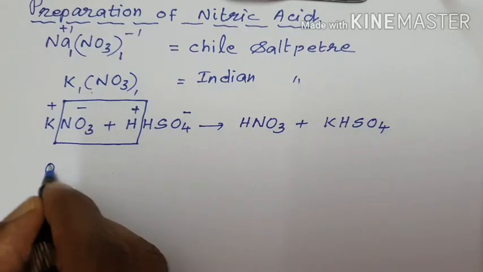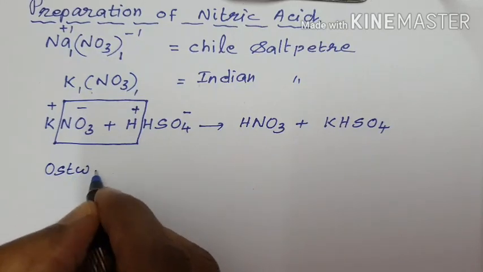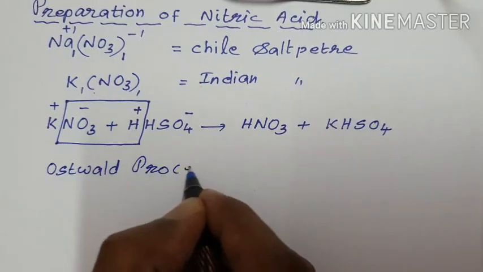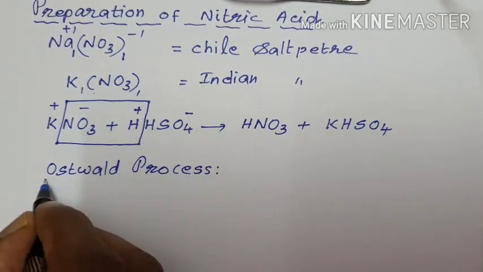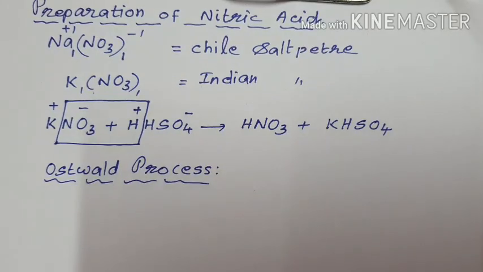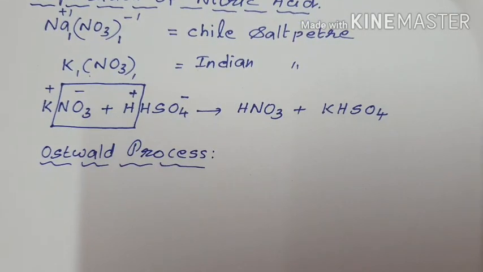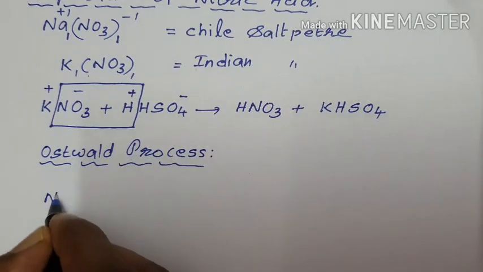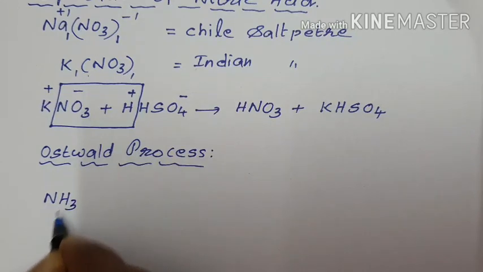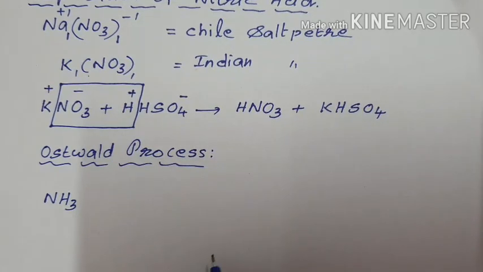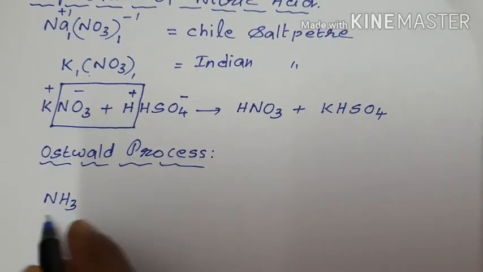This is our nitric acid. Second method of preparation is the commercial process, the Ostwald process of manufacture of nitric acid. Here nitric acid is prepared from ammonia, NH3, which is obtained by Haber's process. In Haber's process, how is this ammonia obtained?